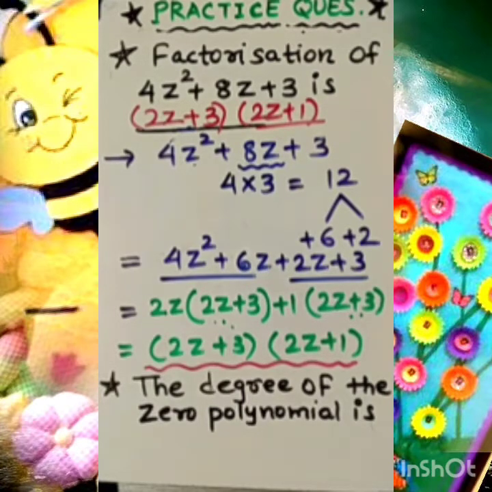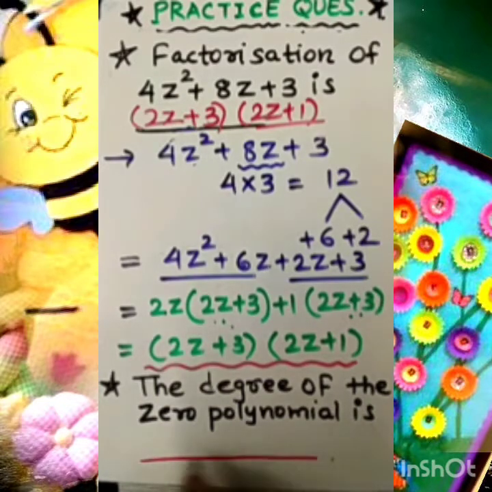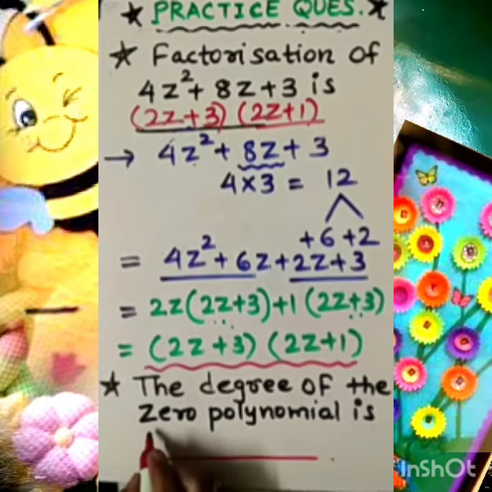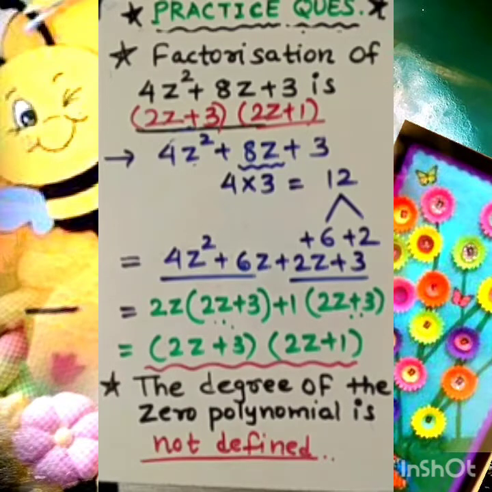Always remember, beta, the degree of the zero polynomial is not defined. Please keep this in mind. Degree of the zero polynomial is not defined. This is a very important question, asked as MCQs, fill-ups, true-false. So keep this in mind.